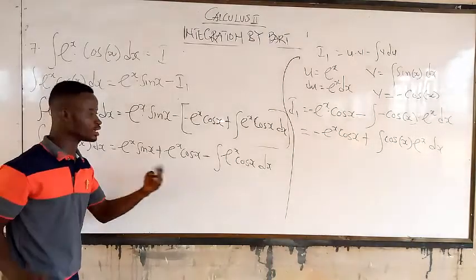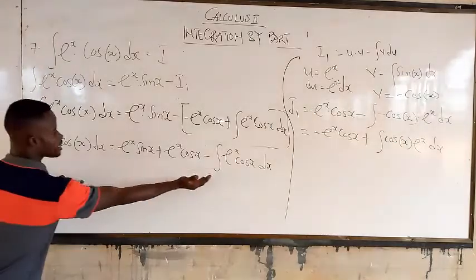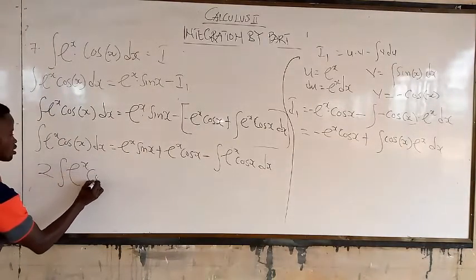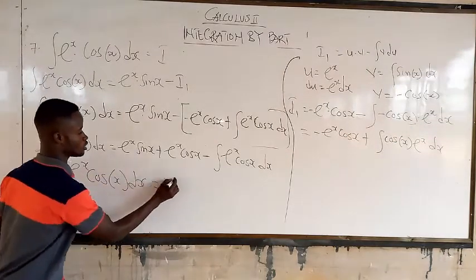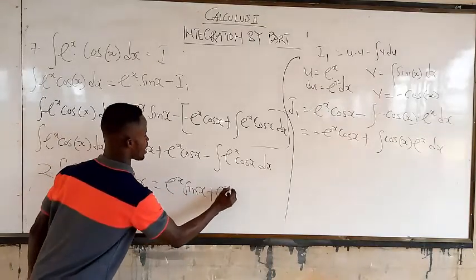Okay, so let's quickly end now. Send this to this side. You realize that when this comes to this side, you get 2 integral of e raised to power s cos s ds to be equal to e raised to power s sine s plus e raised to power s.